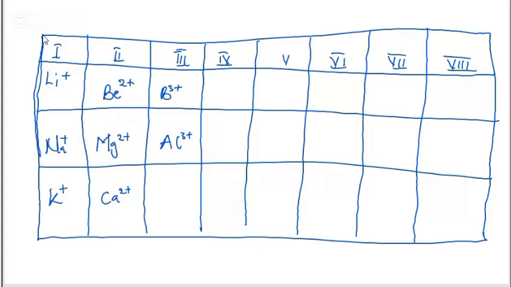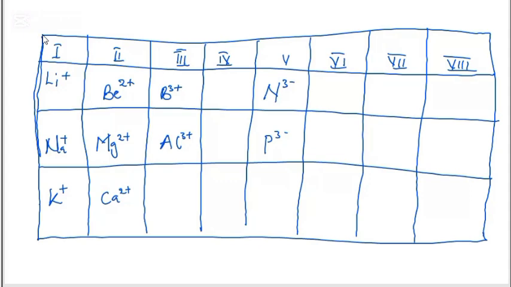Your JAMB exam will not give you a periodic table, so you should have all these in the back of your mind. So we have nitrogen, 3 minus, and phosphorus, 3 minus. You might be asking what happened to group 4 elements. You will see them when we talk about the covalent bond.